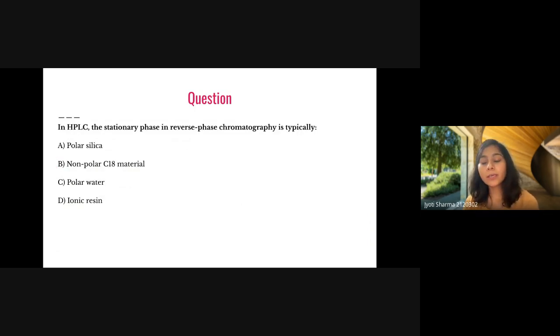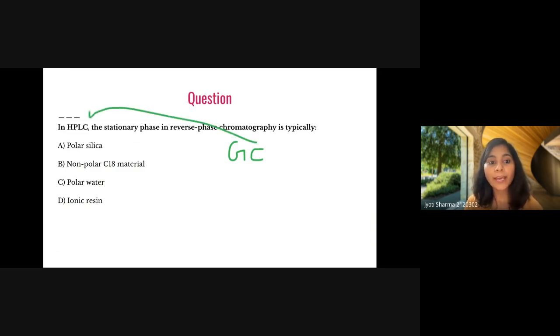Okay, we had some disadvantages of gas chromatography, right? To remove those disadvantages, we moved to HPLC. Can you tell me the full form of HPLC?